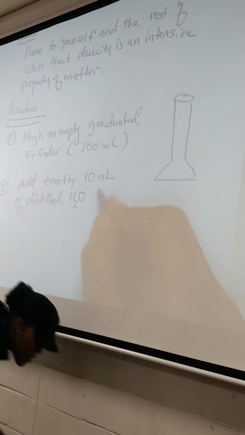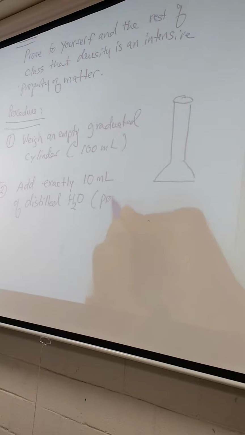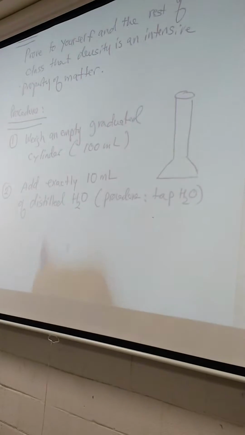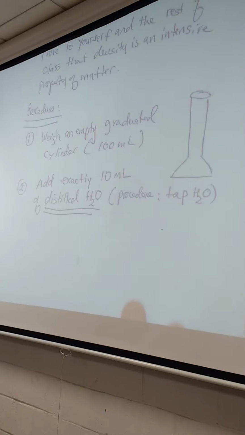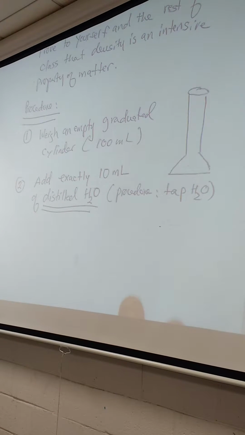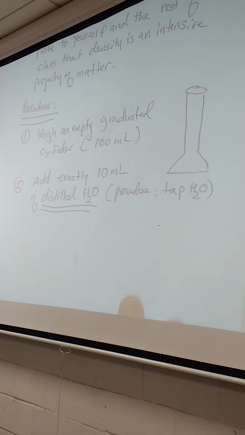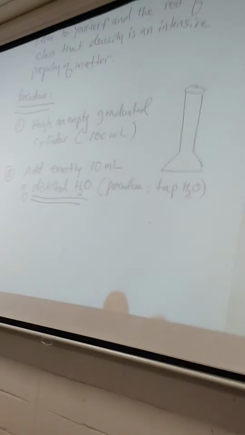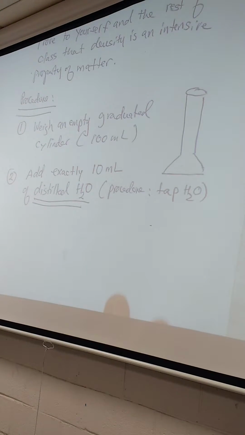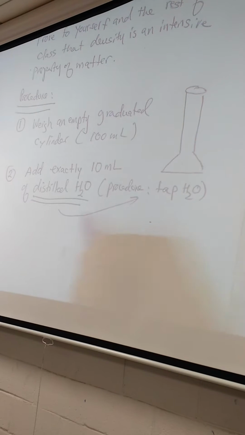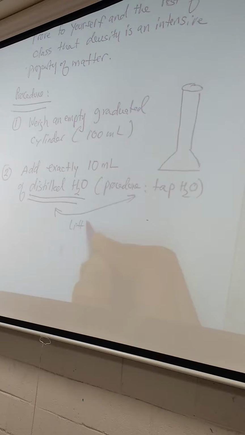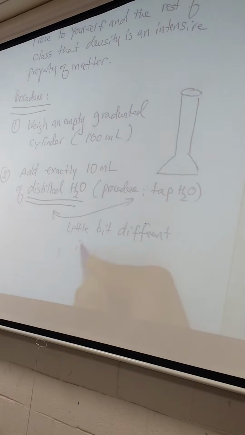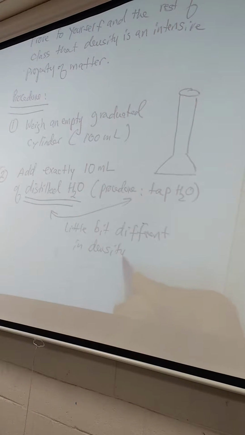So here, in your procedure, it says take tap H2O. But I'd say take distilled H2O, because distilled H2O what? Does not have what? Ions, correct? Does not have any ions. So the density will not be identical. Distilled H2O and tap H2O might be a little bit different in density. A little bit, not that much. Not identical.